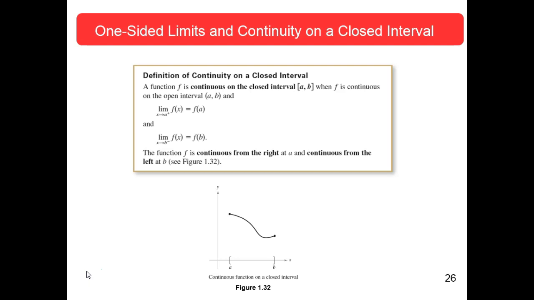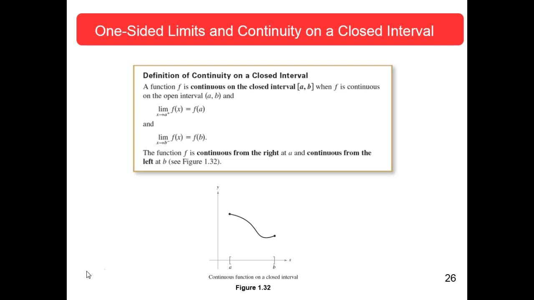When f is continuous on the open interval, sure, it's got to be everything in between, and the limit as x approaches a from the right-hand side is f of a, and the limit of f of x as x approaches b from the left-hand side is f of b, then it's continuous on the closed interval. The function f is continuous from the right at a and from the left at b. That's what that means. We express that by putting solid dots there. Before, on an open interval, those are open circles, not solid dots.